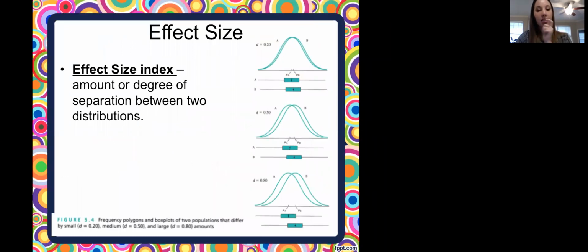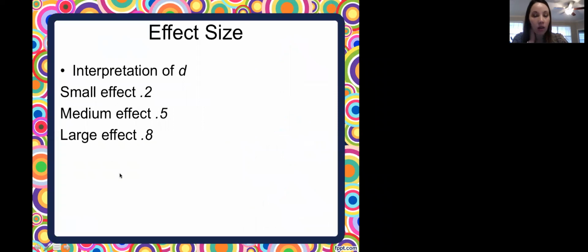So again, our effect size, or our Cohen's d measure, is the amount or degree of separation between the two distributions. It is how big of a difference we have between our two groups. So we have a Cohen's d of 0.20. That's what the overlap looks like. Cohen's d of 0.5, we have more separation. Cohen's d of 0.8, even more separation. So here's a good interpretation of Cohen's d.